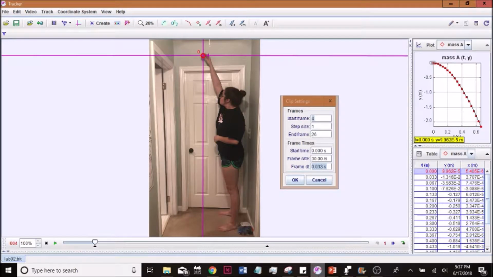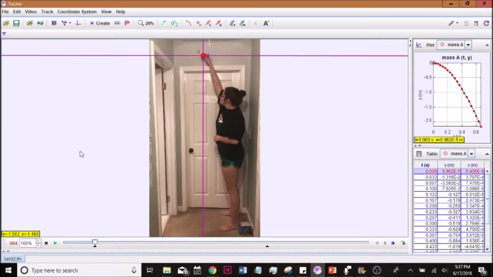For this experiment, I decided the system to be a ball of paper and the surroundings to be everything else in the universe. I designated the origin so that the ball's movement would be in the negative y direction. Within the clip settings, I set the video's frame rate to be 30 FPS so the delta t between each frame is 0.033 seconds. Now I'll run the program.